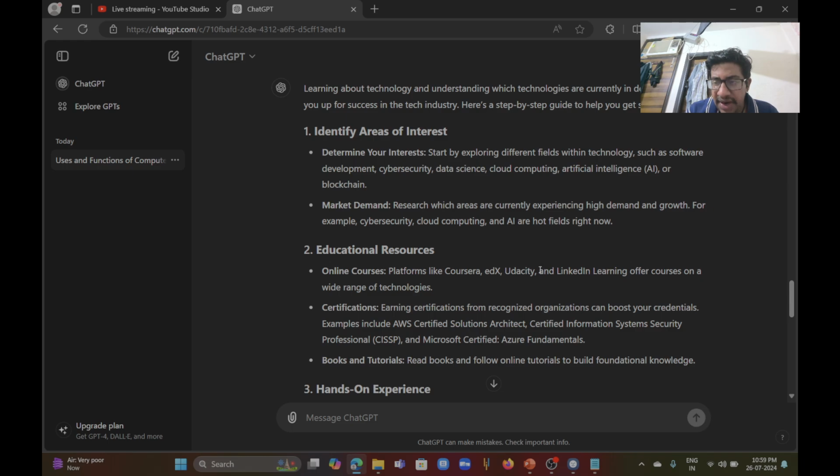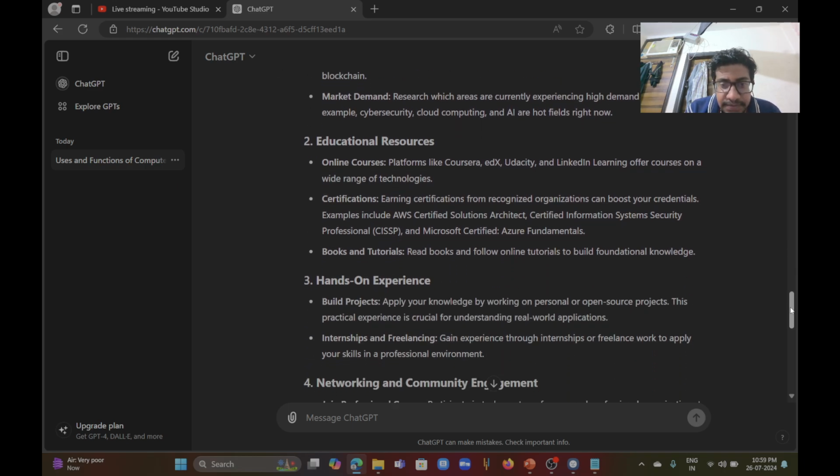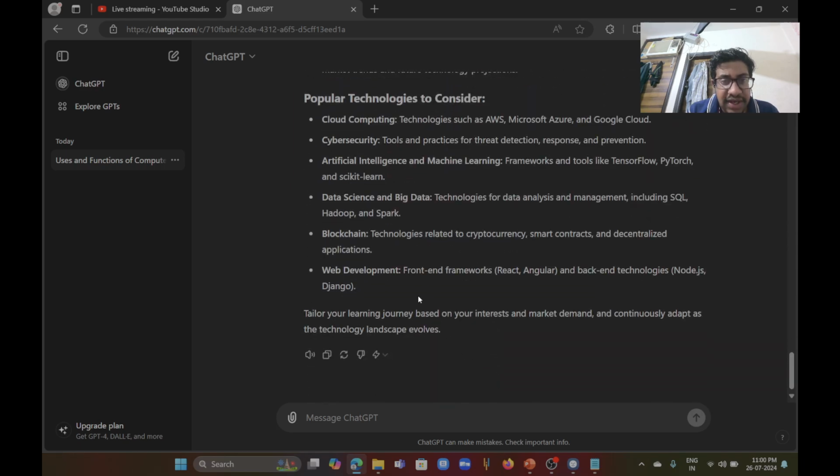These are all online platforms. Then certifications, for example AWS Solutions Architect and CISSP, Certified Information Systems Security Professional. Then hands-on experience, internships, and freelancing. Like this. Then networking. The areas are cloud, cyber security, data science, blockchain, web application, and web development.